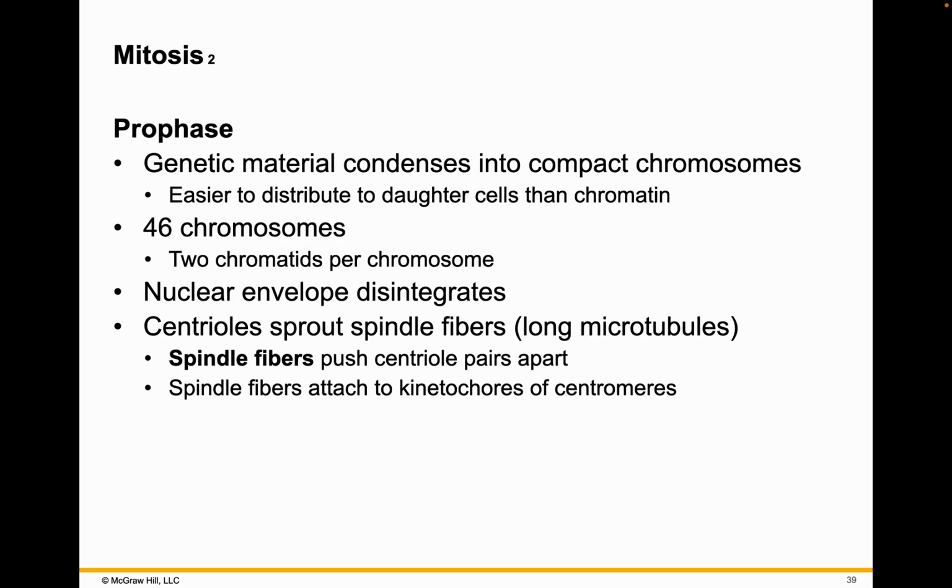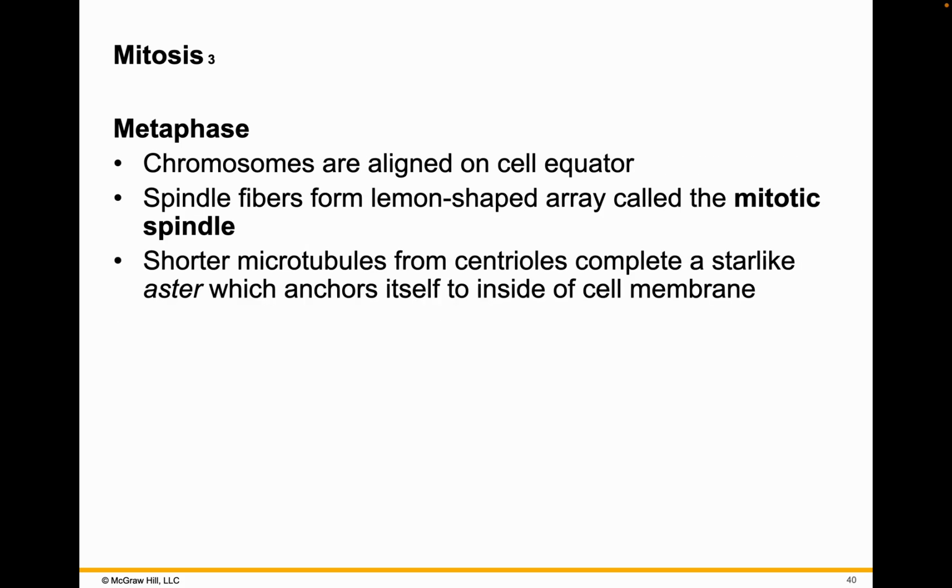We can't take DNA out of the nucleus, so for the time being, we're going to get rid of the nuclear envelope. It's going to disintegrate. The centrioles will sprout their spindle fibers, which are really long microtubules, and those spindle fibers will push the centriole pairs apart. The spindle fibers will attach to the kinetochores of the centromeres as well.